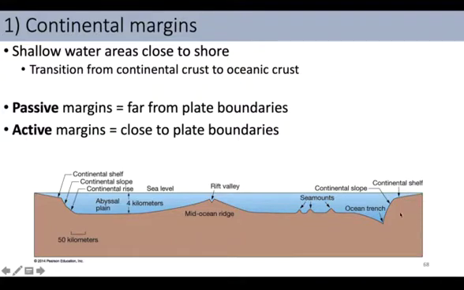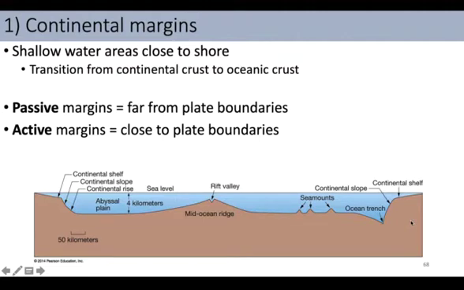So here we have a continental plate. This is a continental shelf, so this would be continental crust, oceanic crust. So it is the edge of the continent. This is our continental margin, but it is an active margin because there is a plate boundary. So this is a different plate than this over here.